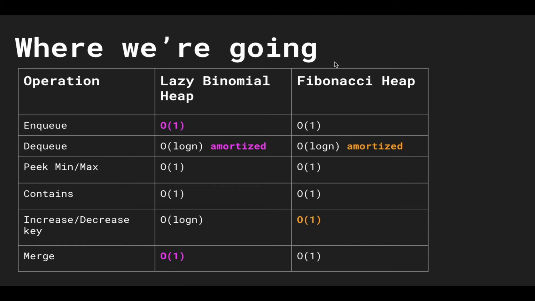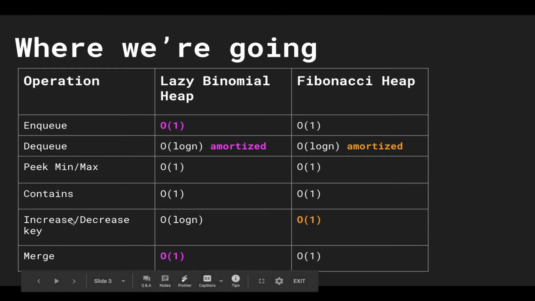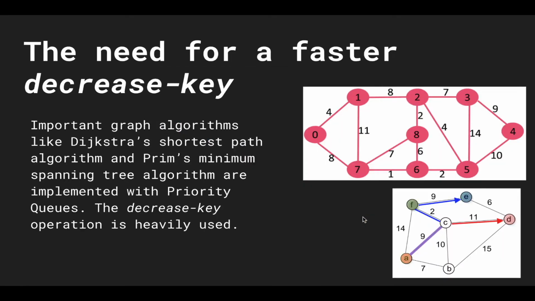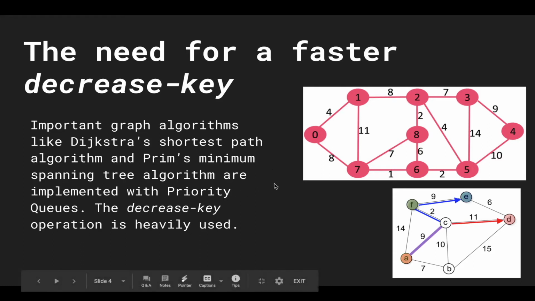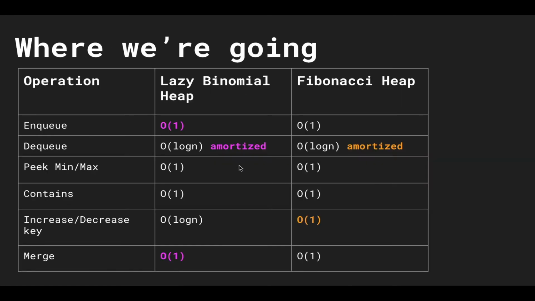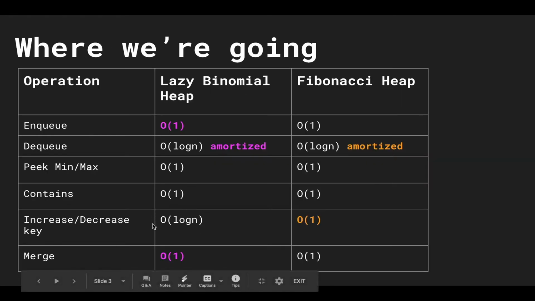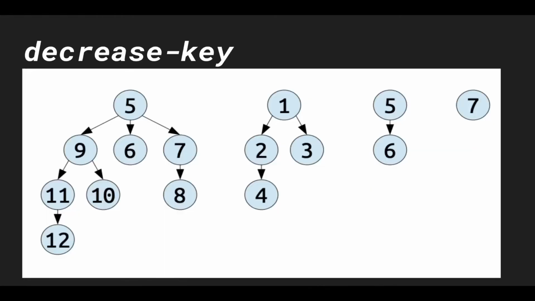So the main idea of the Fibonacci heap is to make the decrease key operation faster than logarithmic, which is constant. The reason why we want a faster runtime for decrease key is because important graph algorithms like Dijkstra's shortest path and Prim's minimum spanning tree algorithm are heavily leveraging the decrease key operation with priority queues. So ideally, we want this runtime right here to go from logarithmic to constant, and we can achieve that with the Fibonacci heap. So let's look at the existing implementation for decrease key.